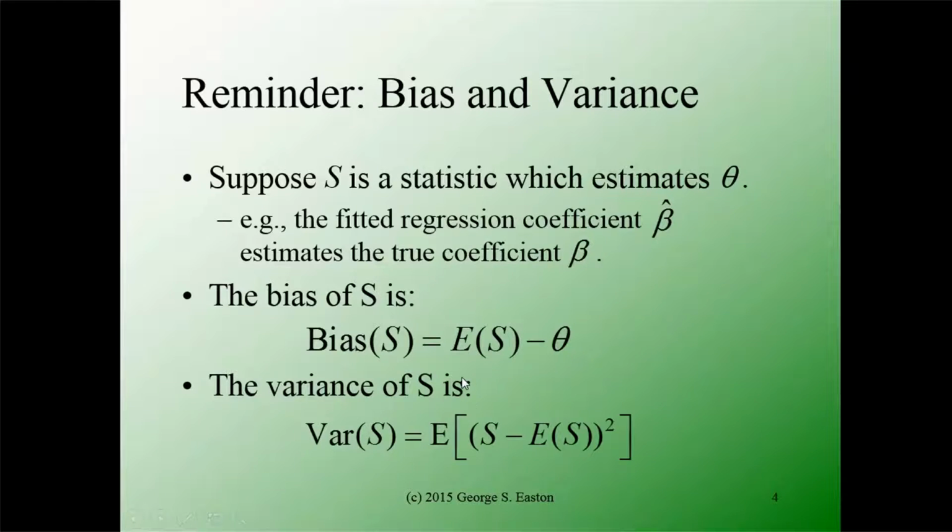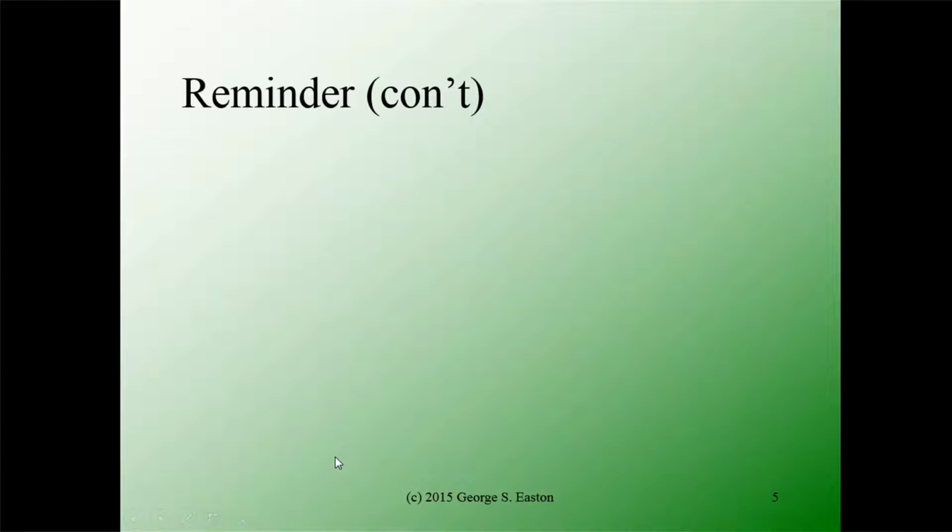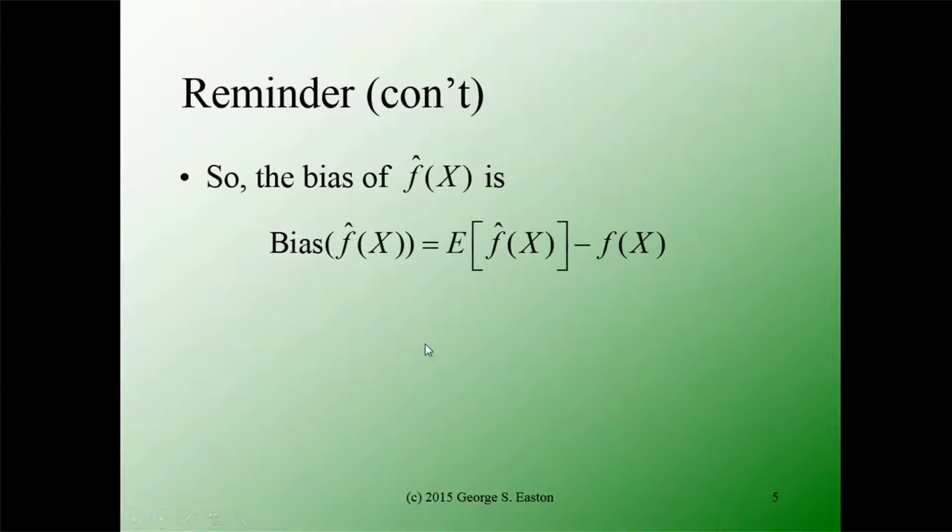Now the variance of the statistic S is just going to be the expected value of the squared deviation of the statistic from its mean. So what that means is that it's the expected value of S minus the expected value of S, that's its mean, and take that difference and then square it, and then take the expectation of that squared difference. That is the definition of the variance of S. So now applying these definitions to our function f hat of x, the bias of f hat of x is just the expectation of f hat of x minus the true f of x that it's trying to estimate.